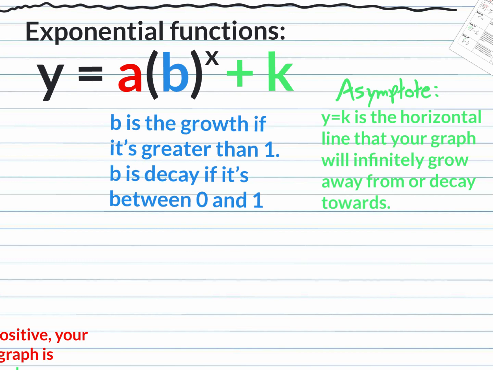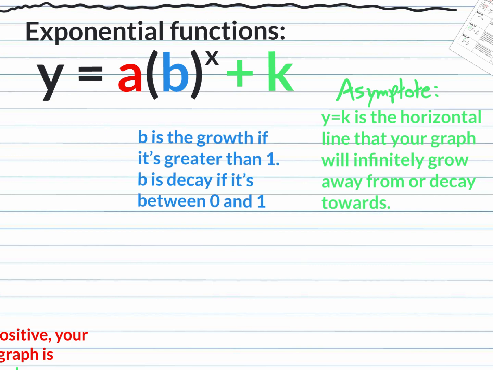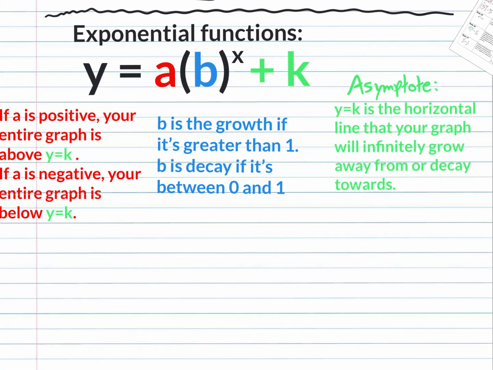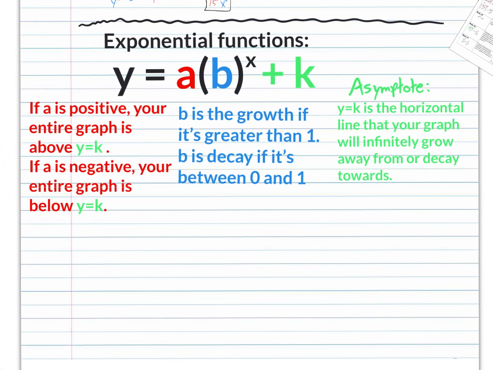And in addition to that, something very important is your A value. If A is positive, then your entire graph will be above your asymptote y equals k. If A is negative, your entire graph will be below y equals k.